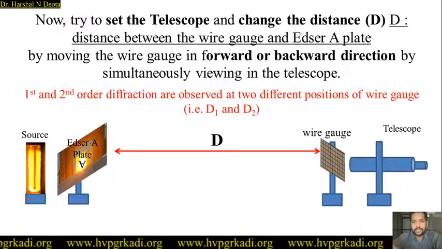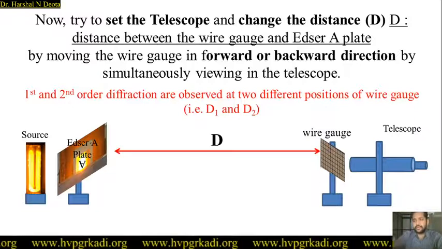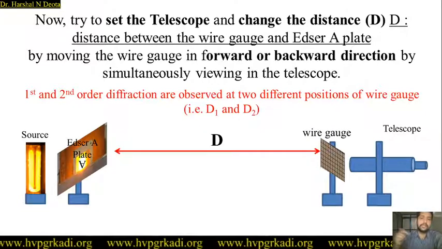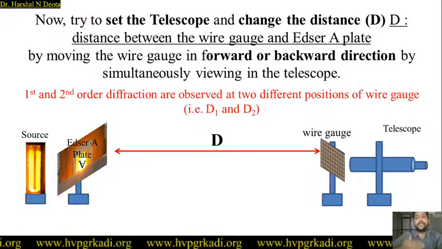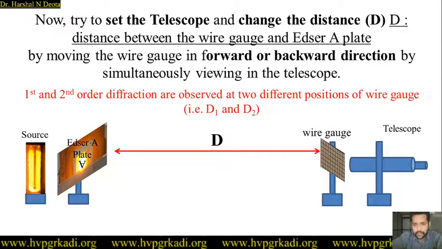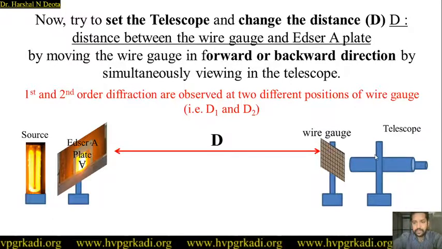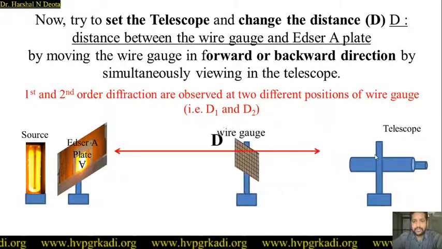The only reason is, it is not like once you come and adjust the wire gauge and then you come to the telescope and again view it, right? So basically you need to adjust your wire gauge in the forward direction or backward direction, and it would be something like this.